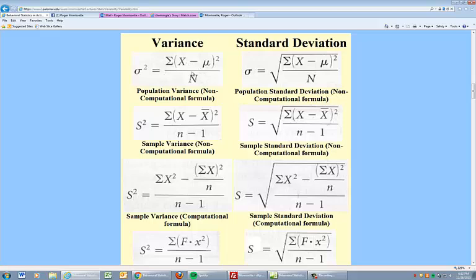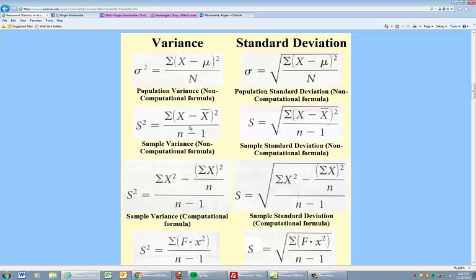Here's the population variance, where we have sigma squared as variance. We have mu as the mean of the population, and we have big N as the overall size of the population. Here's the standard deviation. Now, the first thing I want to point out is, notice the only difference between these two formulas is this one has a square root over it. And that's the only difference between standard deviation and variance.